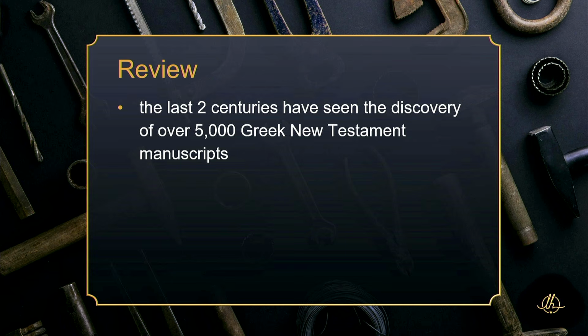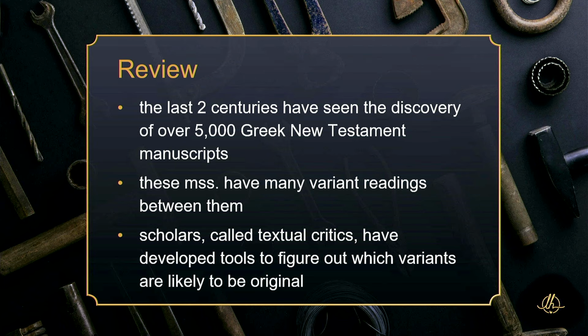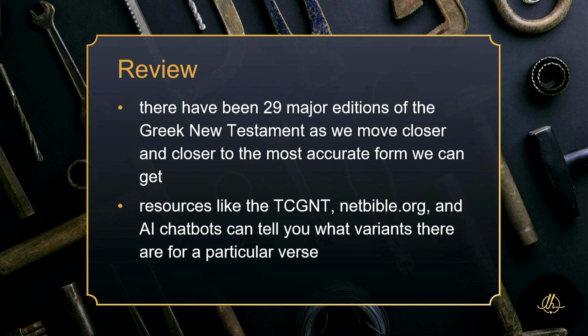Let's review. The last 2 centuries have seen the discovery of over 5,000 Greek New Testament manuscripts. These manuscripts have many variant readings between them. Scholars, called textual critics, have developed tools to figure out which variants are likely to be original. There have been 29 major editions of the Greek New Testament as we move closer and closer to the most accurate form we can get. Resources like the TCGNT, netbible.org, and AI chatbots can tell you what variants there are for a particular verse. We live in an exciting time.